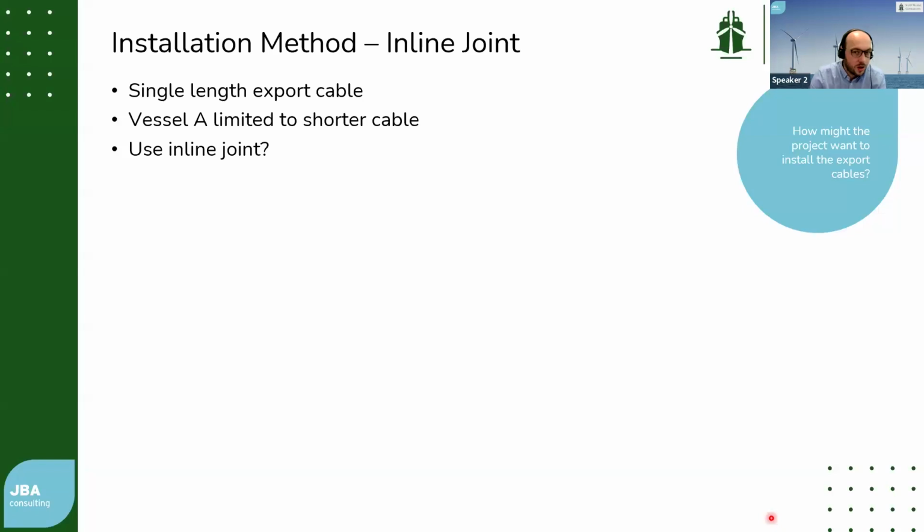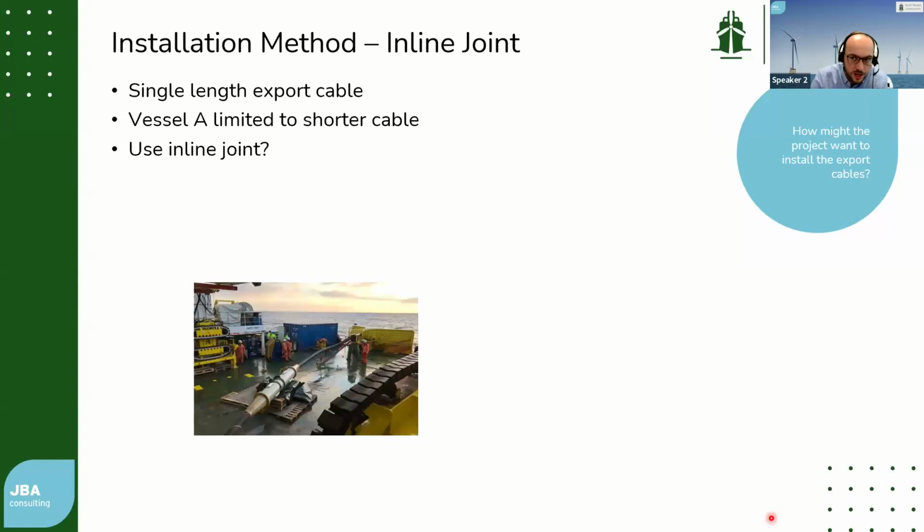For those not familiar with the process of using an inline joint, effectively you lay your first half of your cable from your shore landing location. You then cut and seal your cable, lay it on the seabed, return to port, load out your second half of cable, return to site, and pick up your cable end that you've wet stored. You do a jointing operation on the back deck, which might take up to 7 days, and then you continue laying as if it was one single cable. This image here is an example of what an offshore joint might look like.